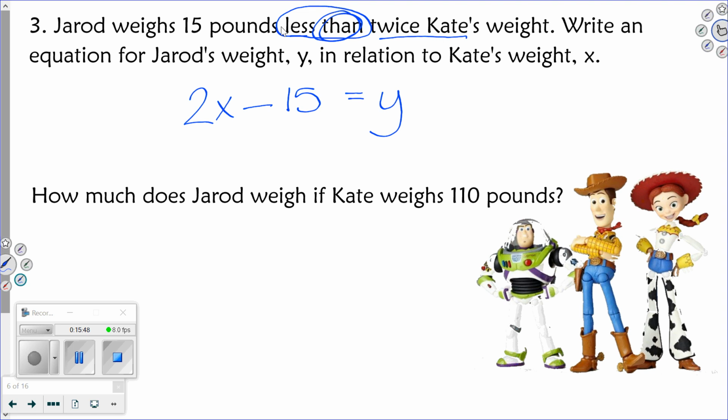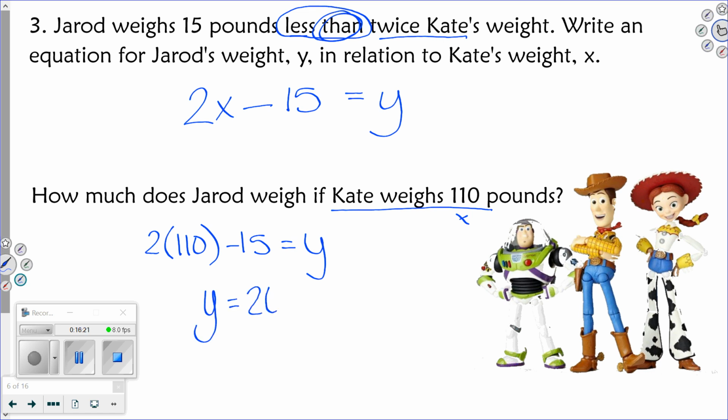All right? So then it asked, how much does Jared weigh if Kate weighs 110 pounds? If you wrote the equation, all you have to do then is plug it in. Okay? Kate weighs 110. Kate was which variable, X or Y? She was X. So plug that in for X. So 2 times 110 minus 15. That's going to give me Y, or it's going to give me Jared's weight. So 2 times 110 is 220 minus 15, 205. So Y equals 205.